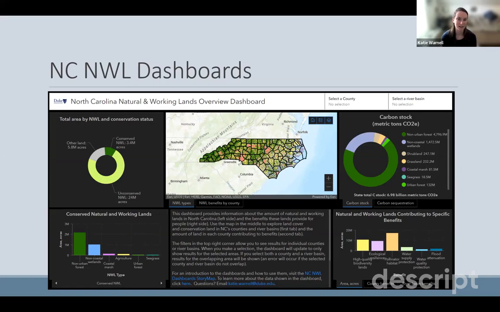And we made these interactive so that we could stop going in and pulling out data for people, and they'd be able to do it themselves. So at the top, you can select either a county or a river basin that you're interested in, and the dashboards will update to show you the results for just that county. It also has some tabs on the bottom that show the benefits for the county or the river basin that you've selected compared to all of the other counties or river basins in the state. So this can help you to identify which benefits are more important in different parts of the state.